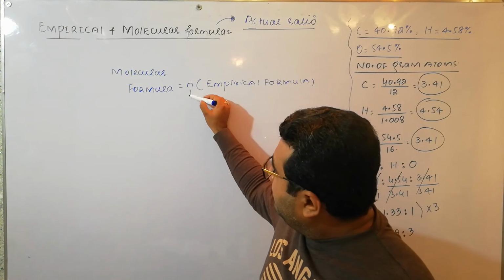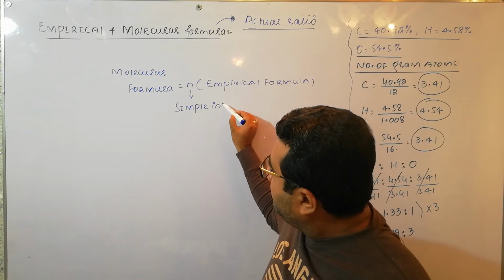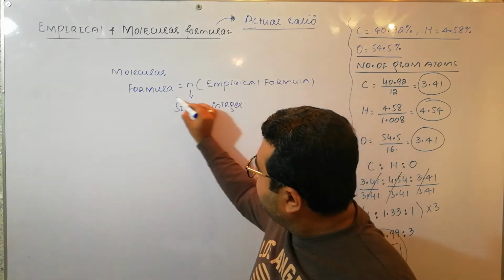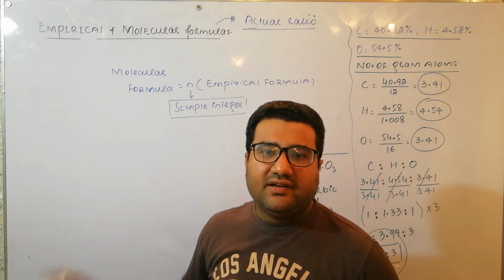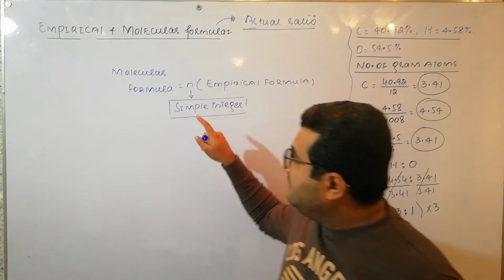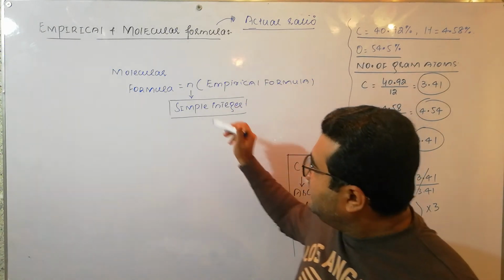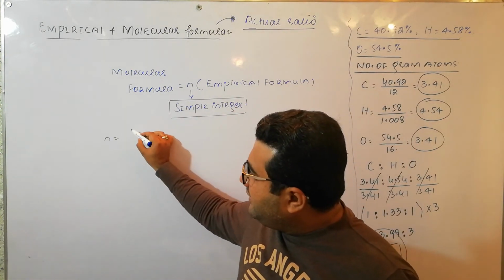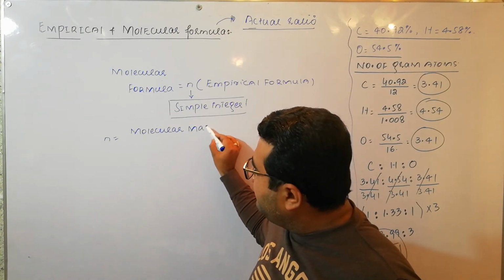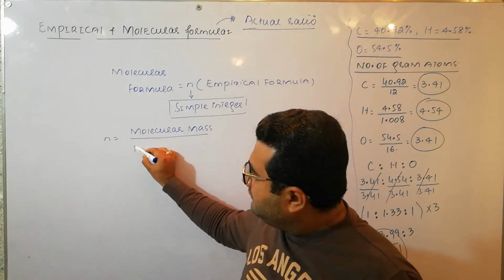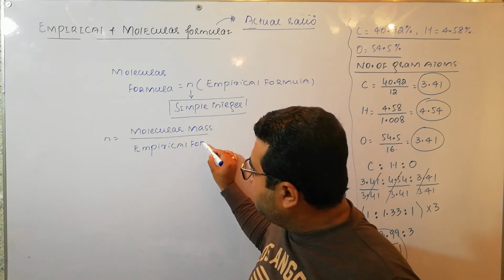Where N is a simple integer. This is the relationship between molecular formula and empirical formula, and this relationship can be read as: molecular formula is the integral multiple of empirical formula. Now this simple integer N is calculated by dividing the molecular mass, or molecular formula mass, with the empirical formula mass.